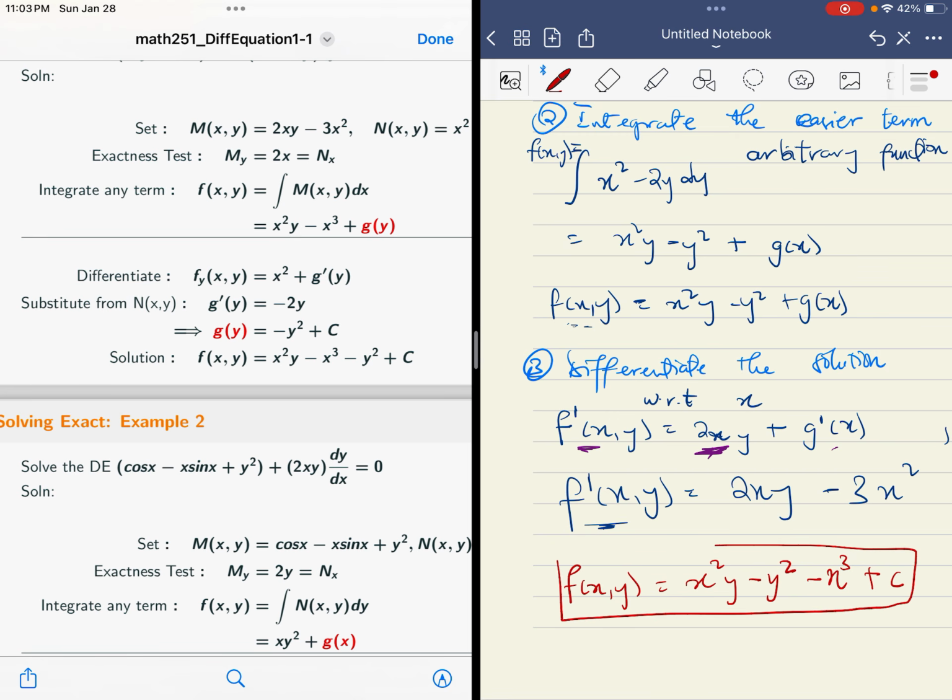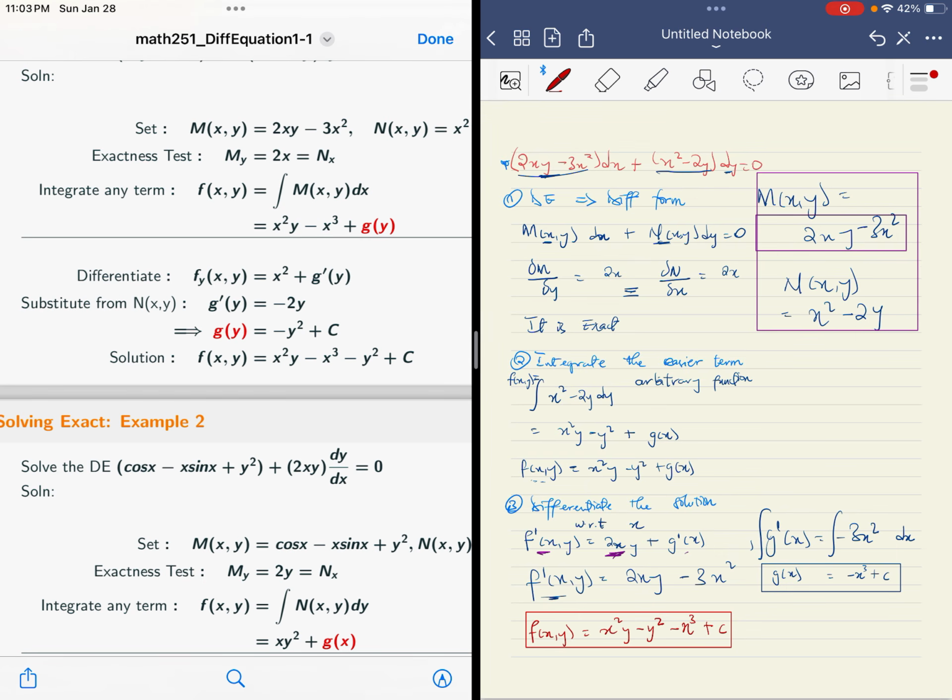I know it may seem a lot, but if you think about it, it was only one page. I just talked a lot. So we have 3 steps. The first step is make sure it's in your differential form. Then you check that it's exact. You can't check exactness if it's not in the differential form. You have to rewrite it.